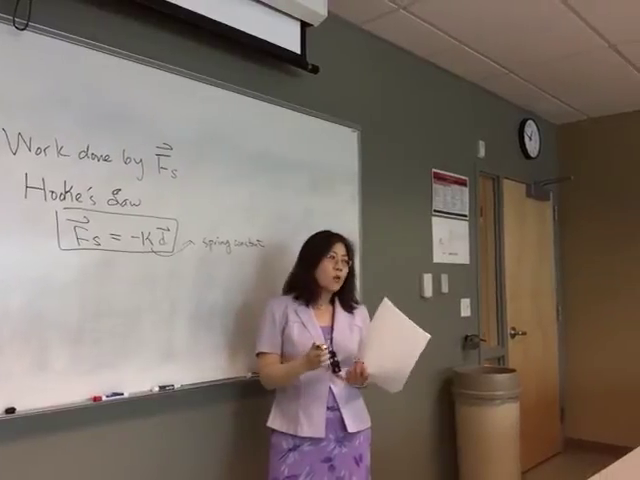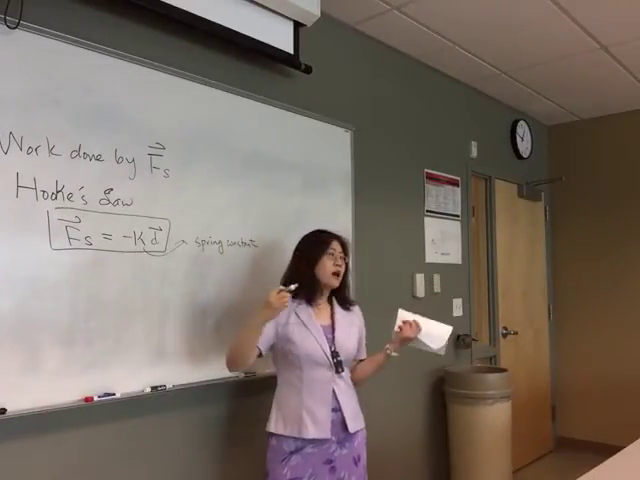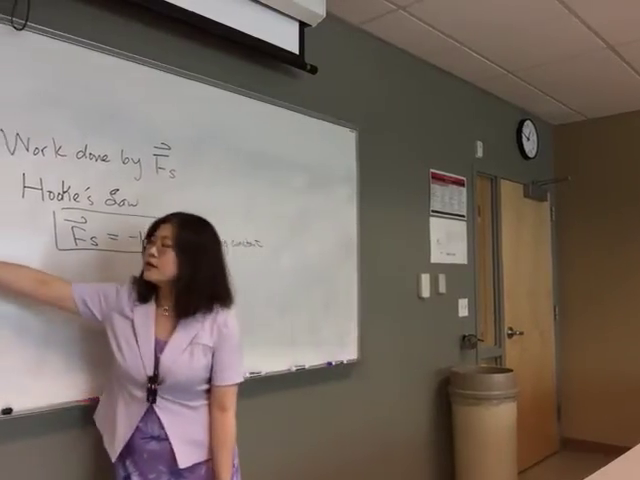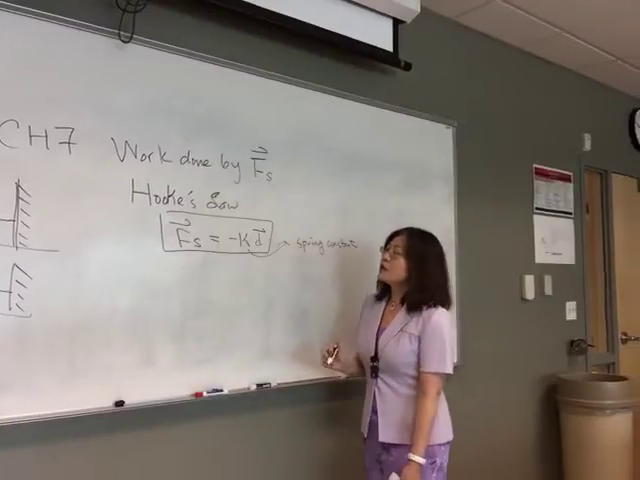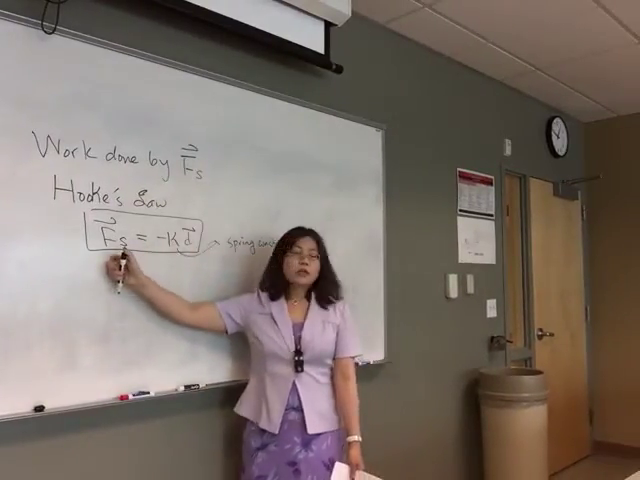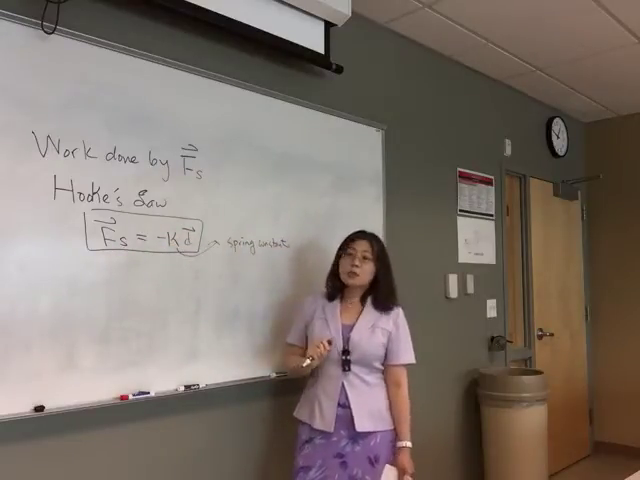Because when you compress a spring, it wants to reach its natural state. When you extend or stretch it, it is trying to come back to its natural, unstretched state. So this is what we call the restoring force. And by Hooke's law, the spring force is equal to negative the spring constant times the displacement.